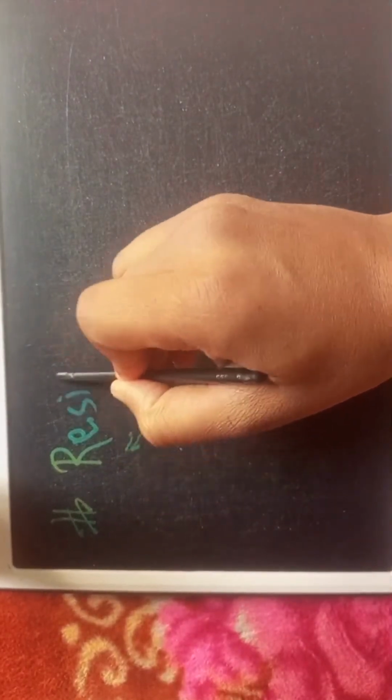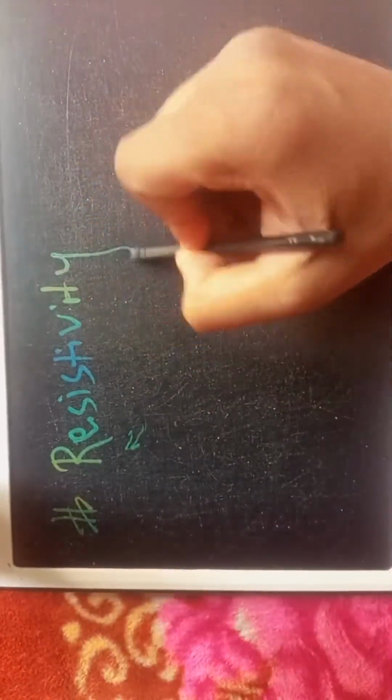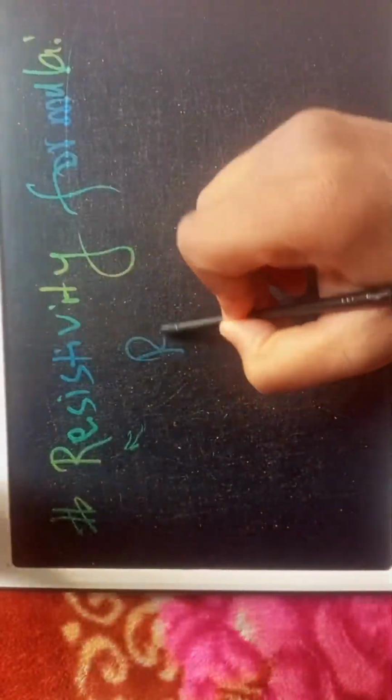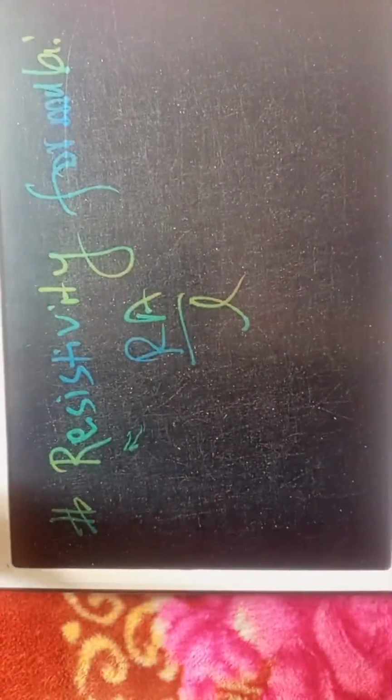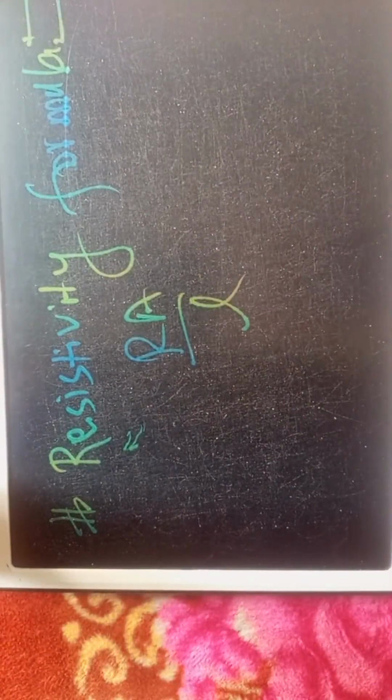Now we'll go on to another most important physics question. What is the formula of resistivity? If you study this much, you will get good marks in physics. Resistivity formula: rho is equal to R A by L. The formula of resistivity is rho equals R A by L.